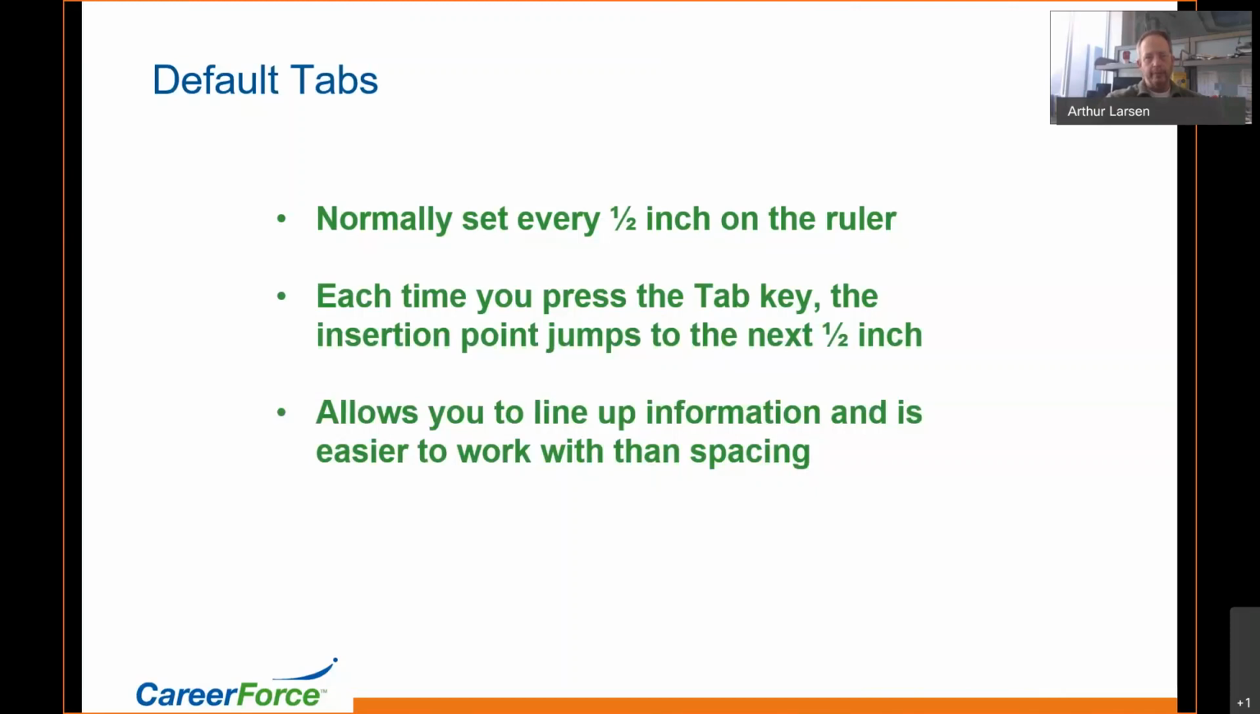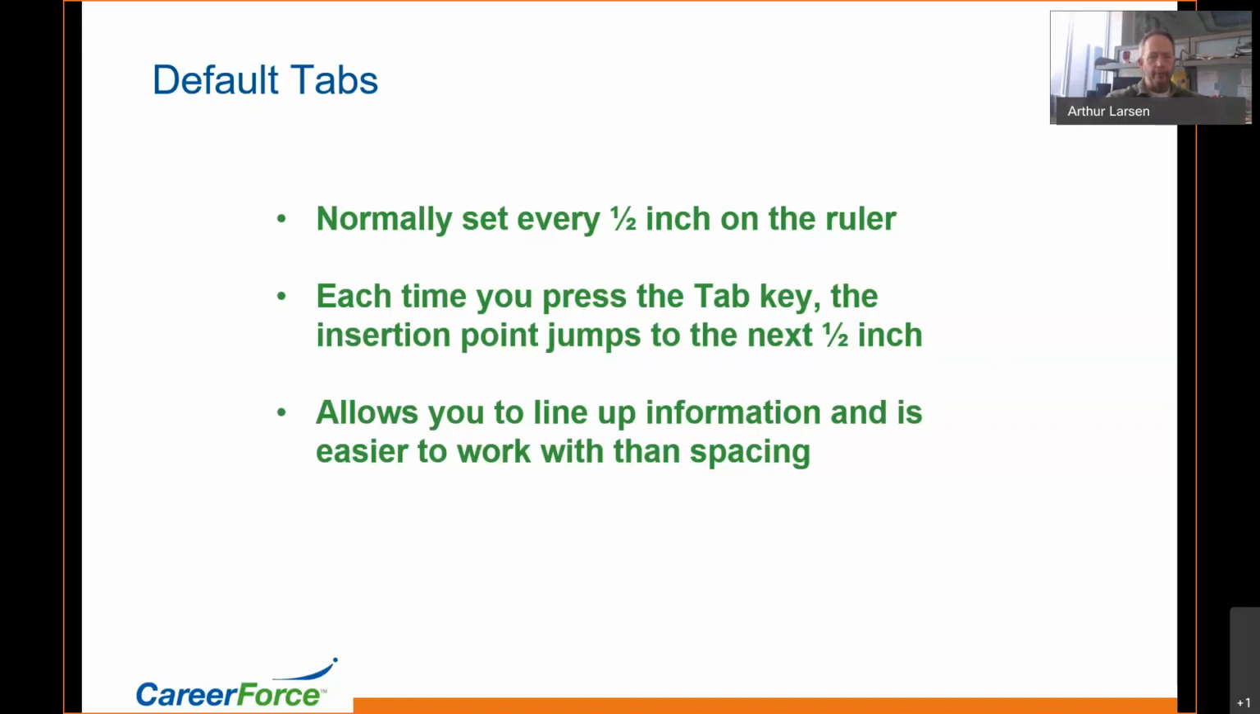If you don't tell the computer anything else and you hit the tab key, it will take your insertion point where you're clicked and it'll move to the next ½ an inch. Now note I didn't say it went over ½ an inch because that's not what happened. It went to the next ½ an inch. So if you were at, let's say, a ¼ inch on your ruler and you hit the tab key, it's going to go to a ½ an inch. If you hit the tab key again, it'll go to 1 inch because that's the next ½ an inch.